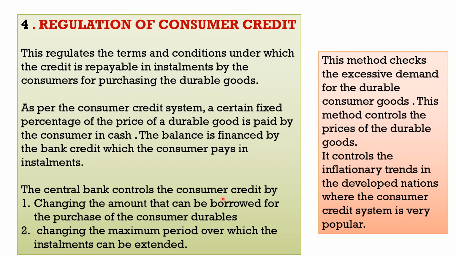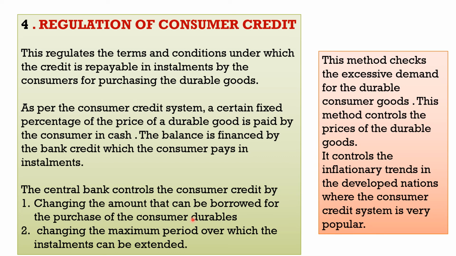Now the central bank controls the consumer credit by changing the amount that can be borrowed for the purchase of consumer durables, right? Supposing I am going to buy a washing machine of 20,000 rupees. RBI can already settle that if a customer comes to buy it for 20,000 rupees, ask him to pay 15,000 cash and 5,000 will be financed. Or RBI can very well say, ask the customer to pay 5,000 cash and 15,000 will be paid in installments. So that ratio has already been fixed by RBI.